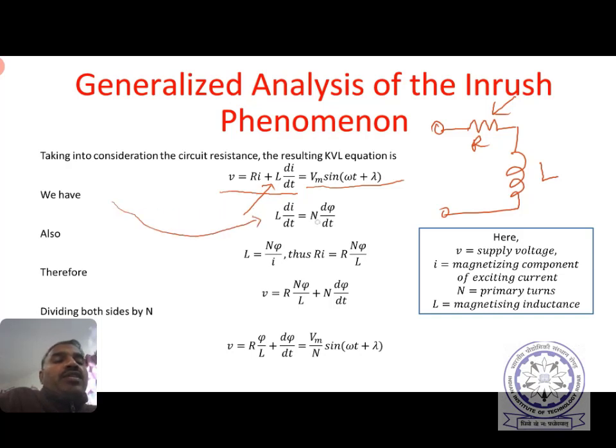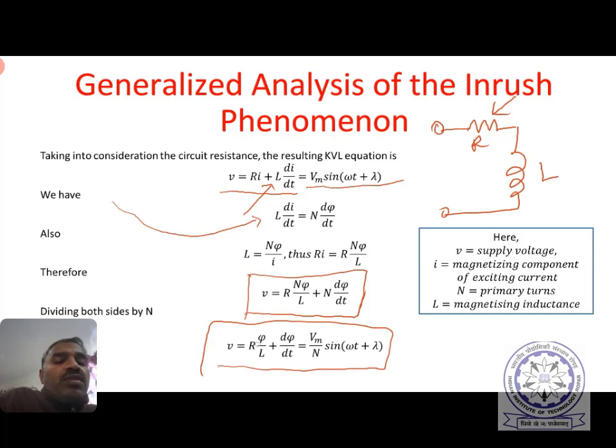L di by dt is equal to N dφ by dt, or L is equal to Nφ by i. Thus, the equation gets converted into V and φ in this manner. Now, V is Vm sin ωt. So this equation again simplifies into this: V is equal to Rφ by L, dφ by dt, Vm by N. With this manner, what is happening now?